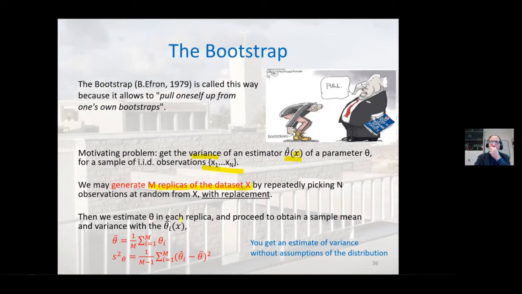We can construct the estimator a number of times and then construct an average of them and also the standard deviation of it. So you get for free an estimate of the variance of your estimator without any assumption on the real distribution, okay?